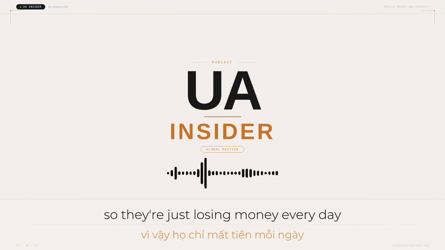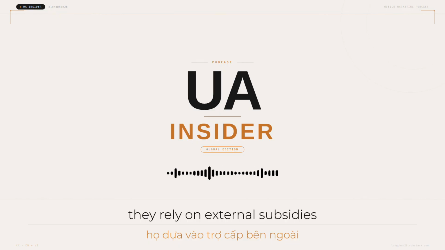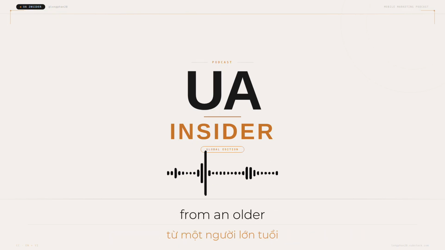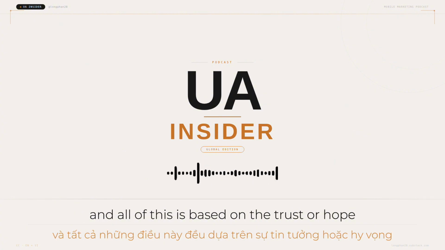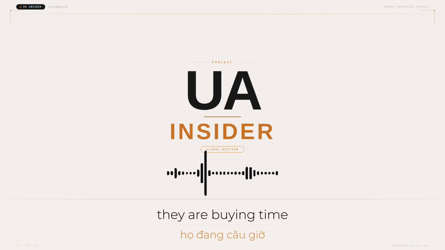So they're just losing money every day. Every single day. To survive in that state, they rely on external subsidies, venture capital injections, bank loans, or maybe they're cannibalizing the profits from an older legacy application, just to keep the lights on. Right. And all of this is based on the trust or hope that the UA team will eventually optimize the funnel. They are buying time.